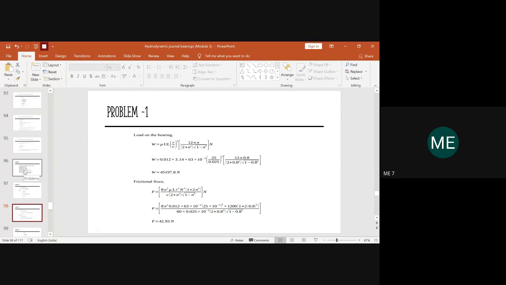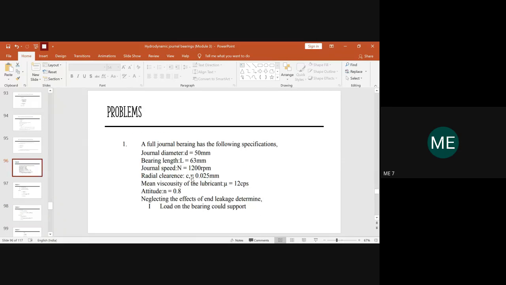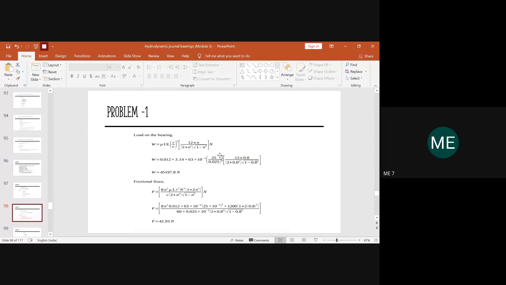C is the radial clearance, so 0.025. If you multiply 10 raised to -3 in both numerator and denominator, it gets cancelled and hence it is not being shown over here. So 25 into 10 raised to -3 divided by 0.025 into 10 raised to -3. The 10 raised to -3 in the numerator and the denominator gets cancelled. So it is shown as 25 upon 0.025 whole square.